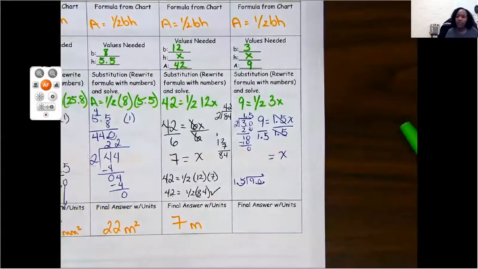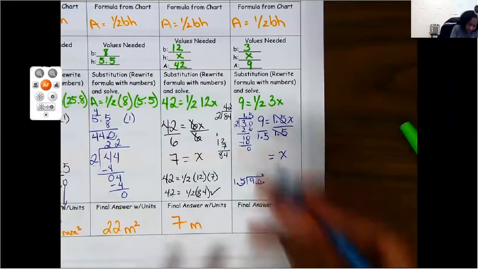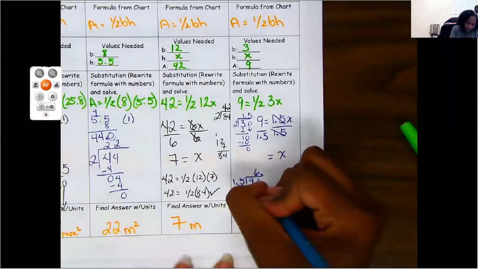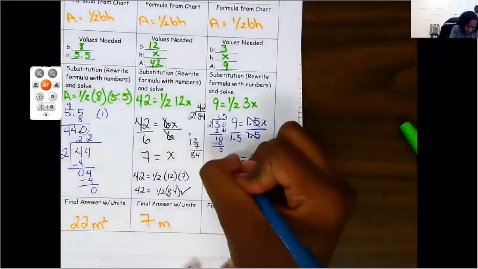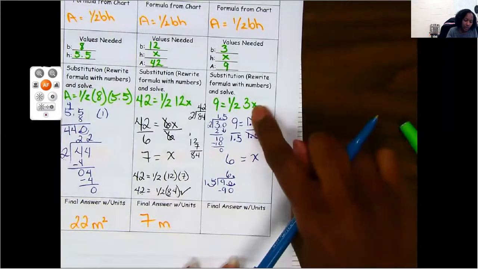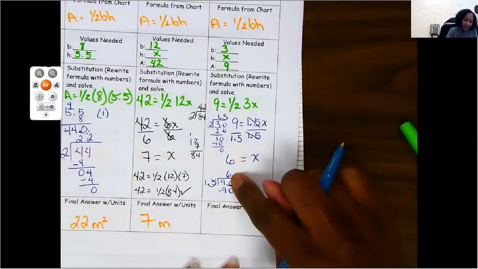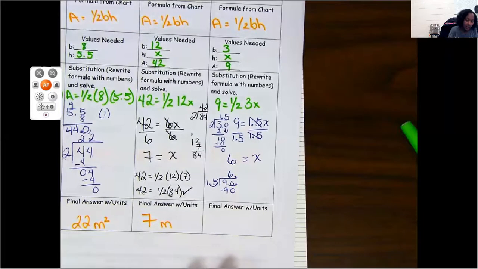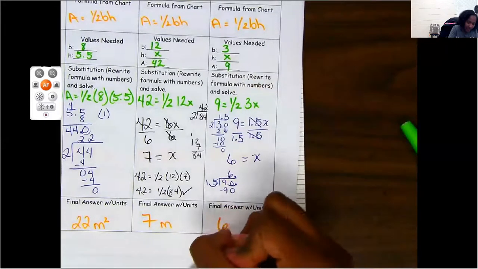Okay. How many times will 15 go into 90 or close to 90? 2 times 15 gives me 30. 4 times 15 will give me 60. So 6 times 15 will give me 90. So we have 6 equals x. Okay, remember you can check that. 3 times 6 would give me 36. Half of that would give me my 9. So our height is going to be 6, and then our units were feet.